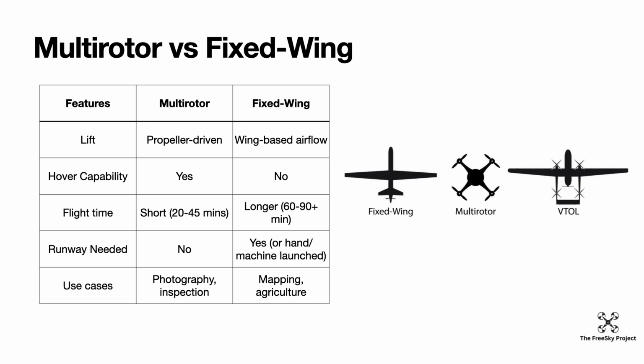Not all drones are the same. Multirotors, like the DJI Mini 4, use propellers for lift and can hover in place. Fixed-wing drones rely on airflow over their wings, just like airplanes. Fixed wings can't hover, but they usually have longer flight times. Also, multirotors don't need a runway, while fixed wings usually do.